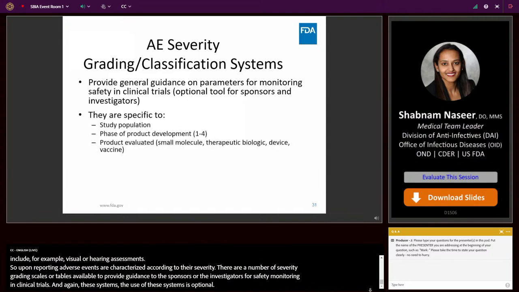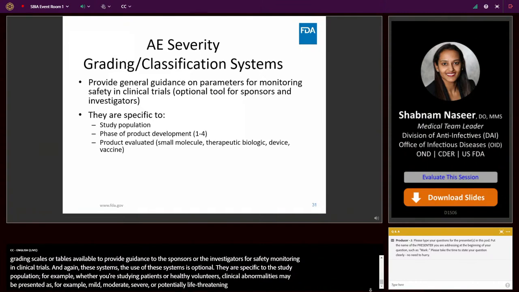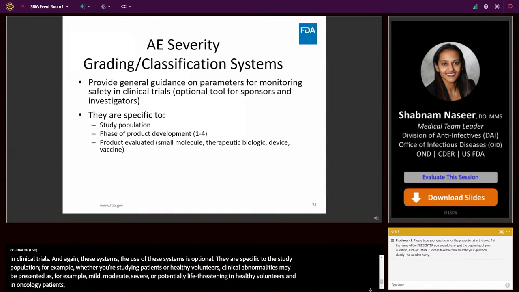For example, whether you're studying patients or healthy volunteers, clinical abnormalities may be presented as, for example, mild, moderate, severe, or potentially life-threatening in healthy volunteers. And in oncology patients, the AEs can be graded by a scale of 1 through 5, where 1 is mild symptoms and grade 5 is death related to the AE.